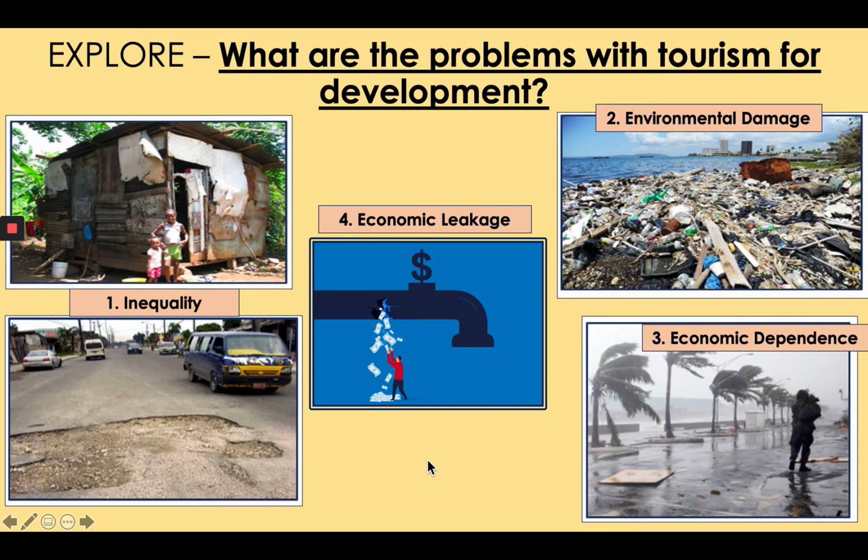For these 4 reasons, inequality, environmental damage, economic dependence, and economic leakage, tourism is not perfect for development in any case. I've shown you the example of Jamaica, but this is true in almost every country. It is especially true in NEEs and LICs. That is why tourism alone will not help a country become an HIC. It needs to solve these 4 problems in order for it to help a country develop more quickly. The average income of people in Jamaica is $10,000, which is much lower than it would be if the money from tourism stayed in the country and the taxes were given to the government and it invested in people's education and in industries.